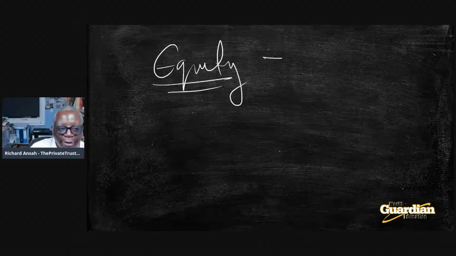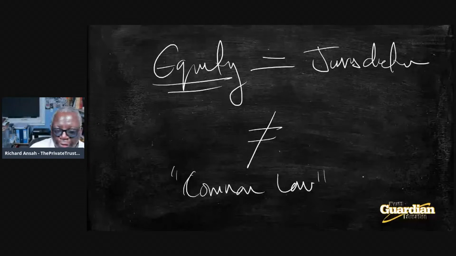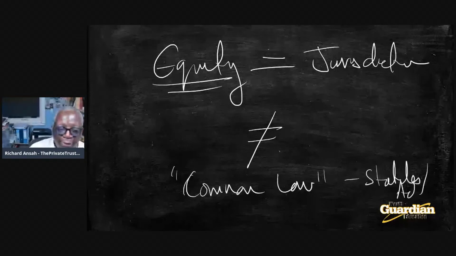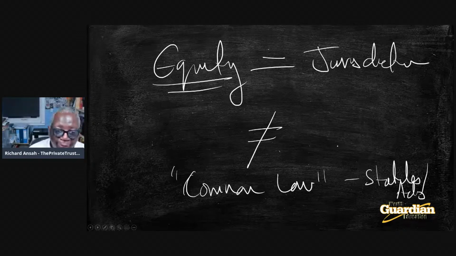I operate under the jurisdiction of equity, which is a separate jurisdiction. It's not equal to the jurisdiction of what we call the common law, statutes and acts, etc. It's outside. They're two separate bodies of law that are recognised in the UK. Does everyone understand that?